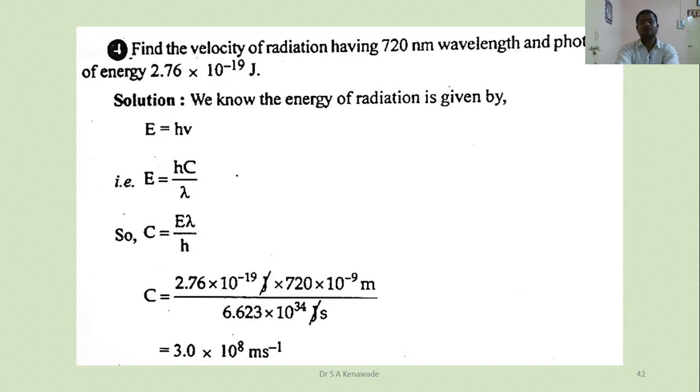After substituting the values of E, that is 2.76 into 10 to the minus 19 joule, wavelength is given by 720 into 10 to the minus 9 meter, divided by Planck's constant. After solving this, we get 3 into 10 to the 8 meter per second.